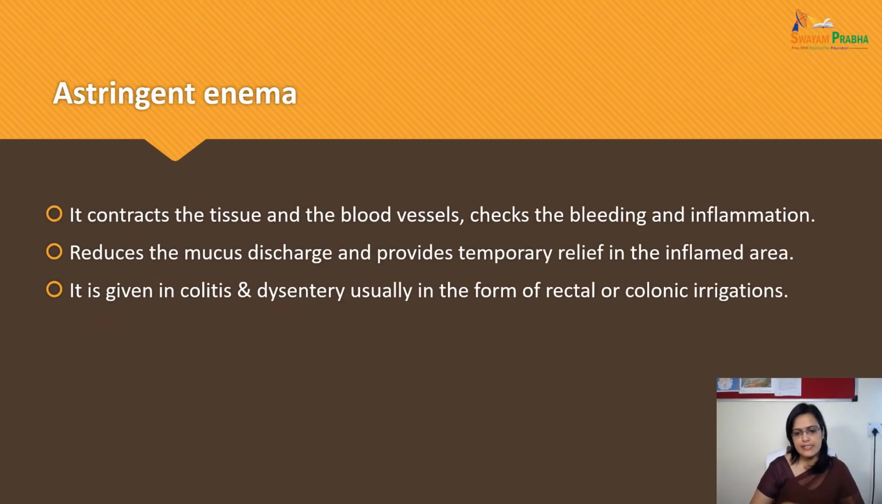Astringent enema. It contracts the tissue and the blood vessels, checks the bleeding and inflammation, reduces the mucus discharge and provides temporary relief in the inflamed area. It is given in colitis and dysentery, usually in the form of rectal and colonic irrigation. The solution is allowed to run slowly and return quickly to avoid any distension, pain and irritation of the inflamed wall. So this is about astringent enema.